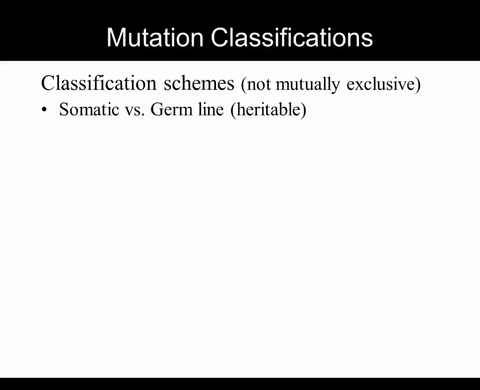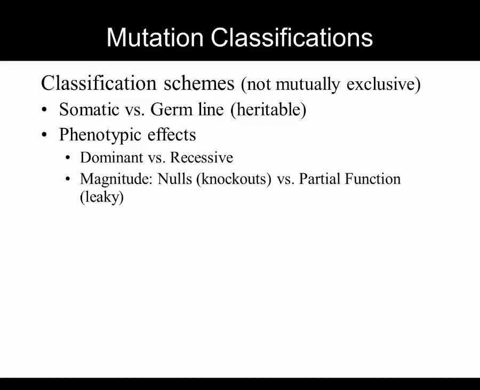Mutations can also be classified as somatic or germline depending on what cell type they occur in. A somatic mutation is passed on every time that cell divides, but does not get passed to that individual's children. Only germline mutations are heritable across generations. We can also classify by phenotypic effects. You're already very familiar with dominant and recessive, but there are also terms for the magnitude of the effect. Null mutations, or knockouts, completely kill the gene function, while leaky mutants retain partial function.